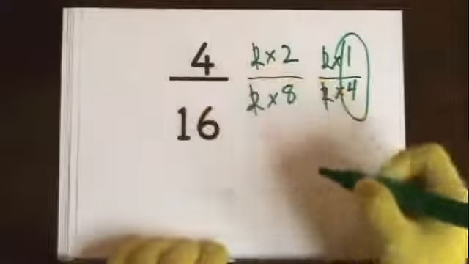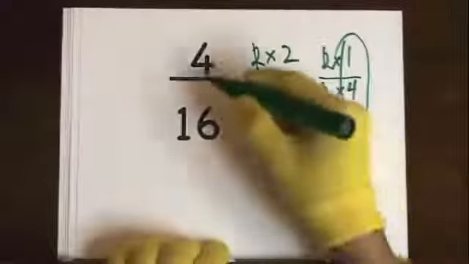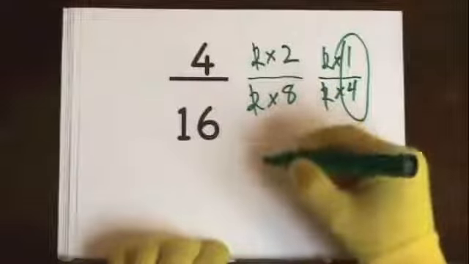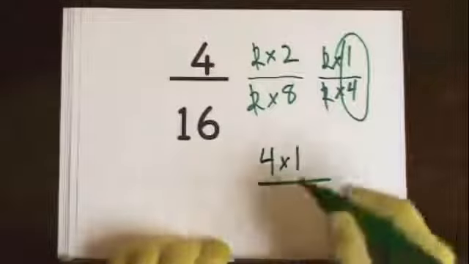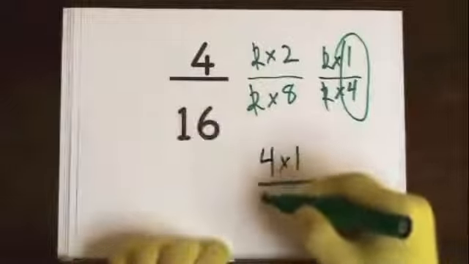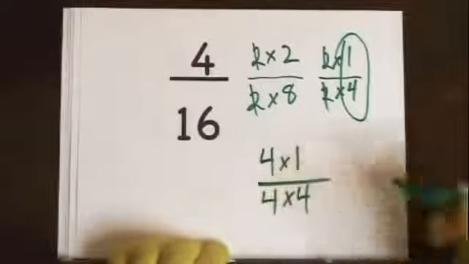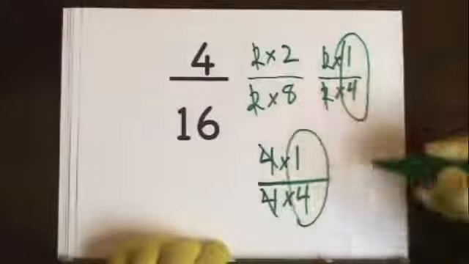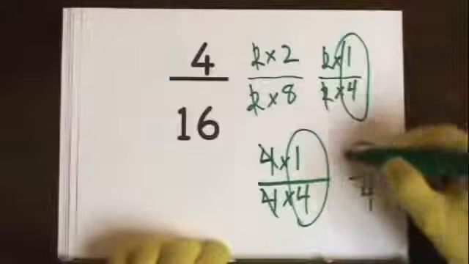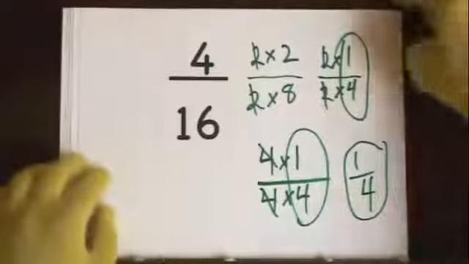Now this would be faster if you just realize that they share the factor of 4. Like 4 is 4 times 1, and 16 can be thought of as 4 times 4. Then you just cross out the 4's and you're left with 1/4. Remember, you can only cancel them out when the numbers match.